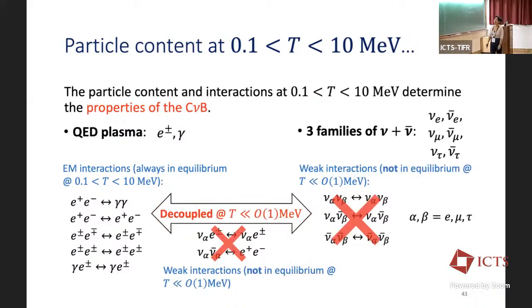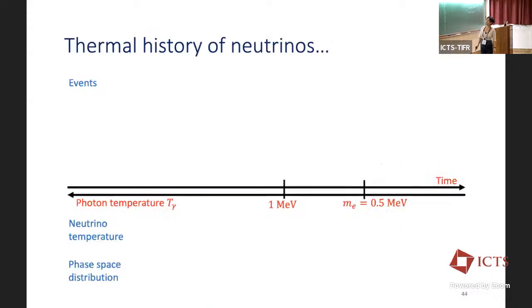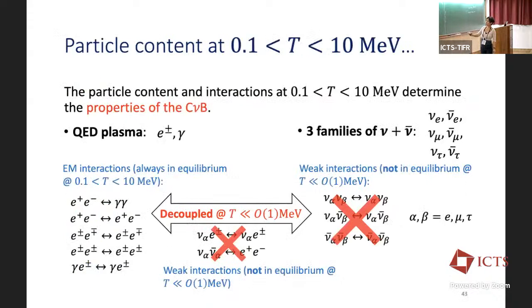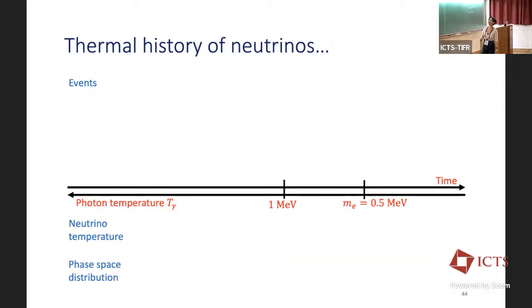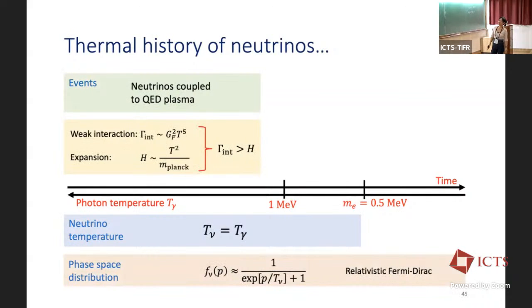Now, when the universe cools, what's going to happen is that these interactions will drop out because they're not sufficiently fast, sufficiently efficient, but these ones will still keep going, okay? So that's interesting. So what we can do now is to set up a timeline for the thermal history of the neutrinos, okay? So we're going to look at the events, the neutrino temperature, and the phase space as we move forward in time. So first of all, what do we have?